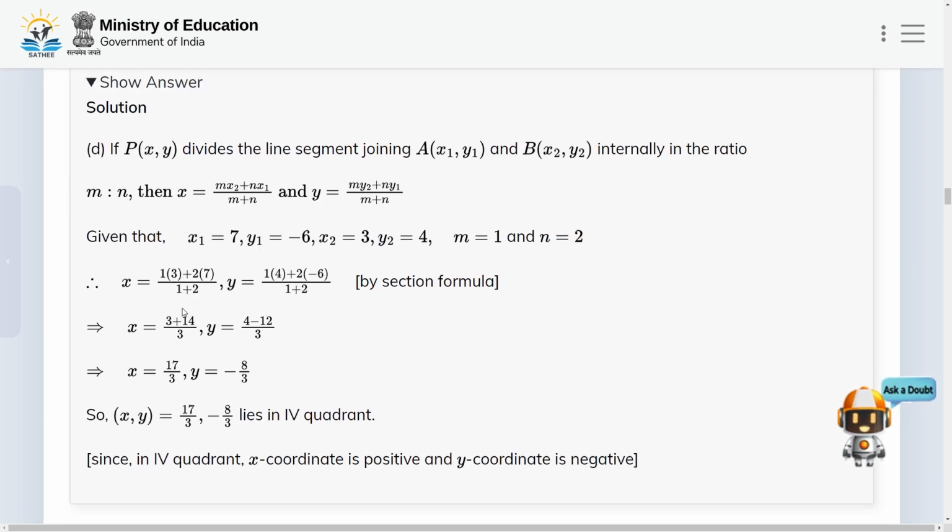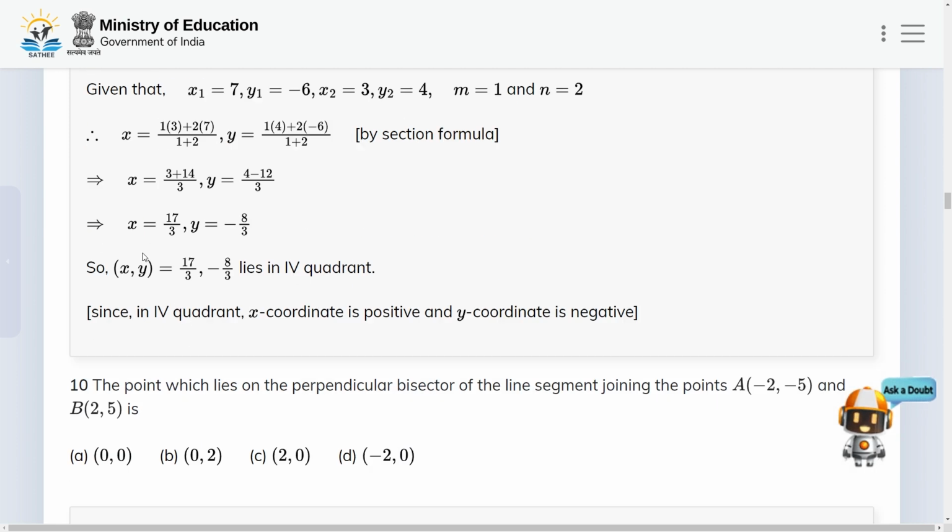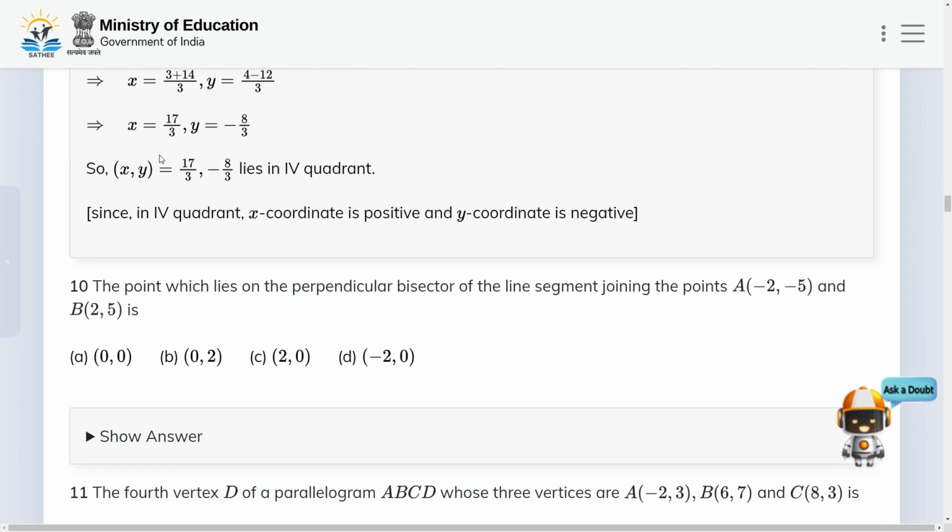Okay, so therefore x is equal to (1 into 3 plus 2 into 7) by (1 plus 2), y is equal to (1 into 4 plus 2 into minus 6) divided by (1 plus 2). So it implies x is equal to (3 plus 14) by 3 and y is equal to (4 minus 12) by 3. And it implies x is equal to 17 by 3 and y is equal to minus 8 by 3. So (x, y) is equal to (17 by 3, minus 8 by 3).